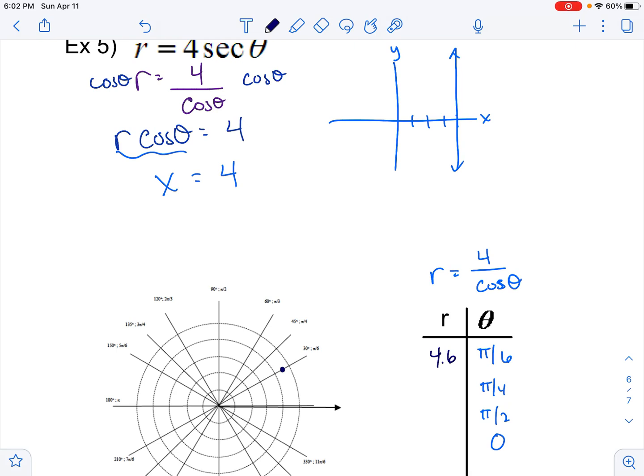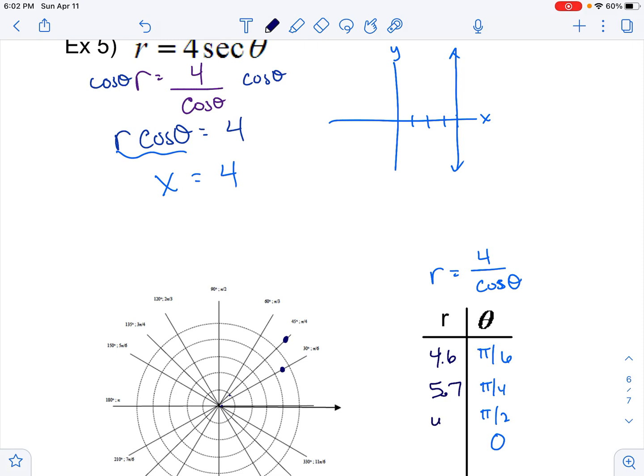So I do 4 divided by cosine of pi over 4, and that gives me 5.7. So I'm going to go out after pi over 4, 1, 2, 3, 4, 5. I'm going to go out a little bit shy of what would be our 6th circle.